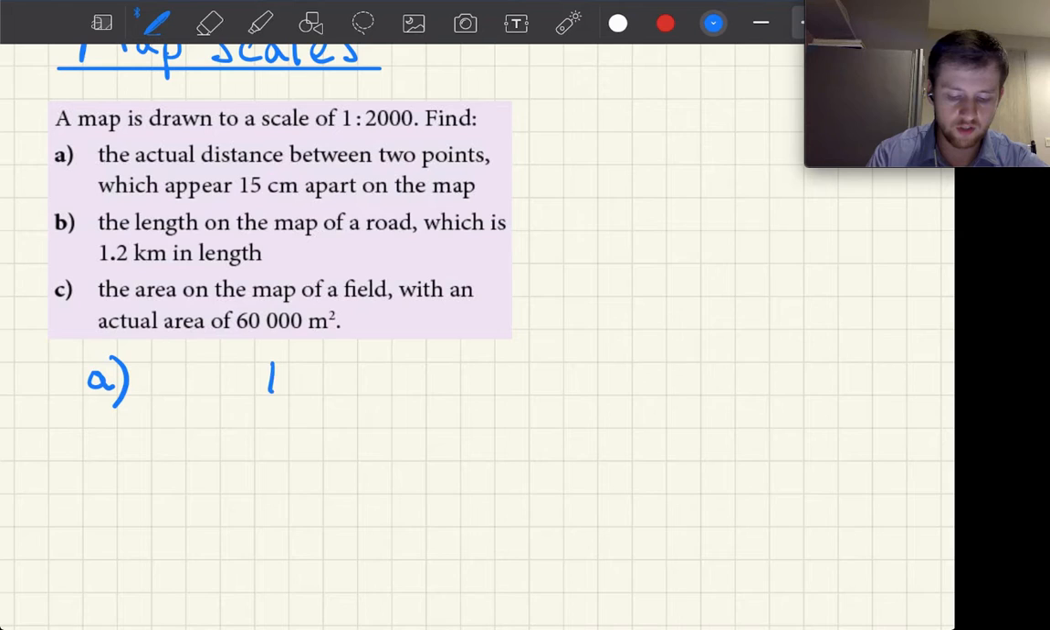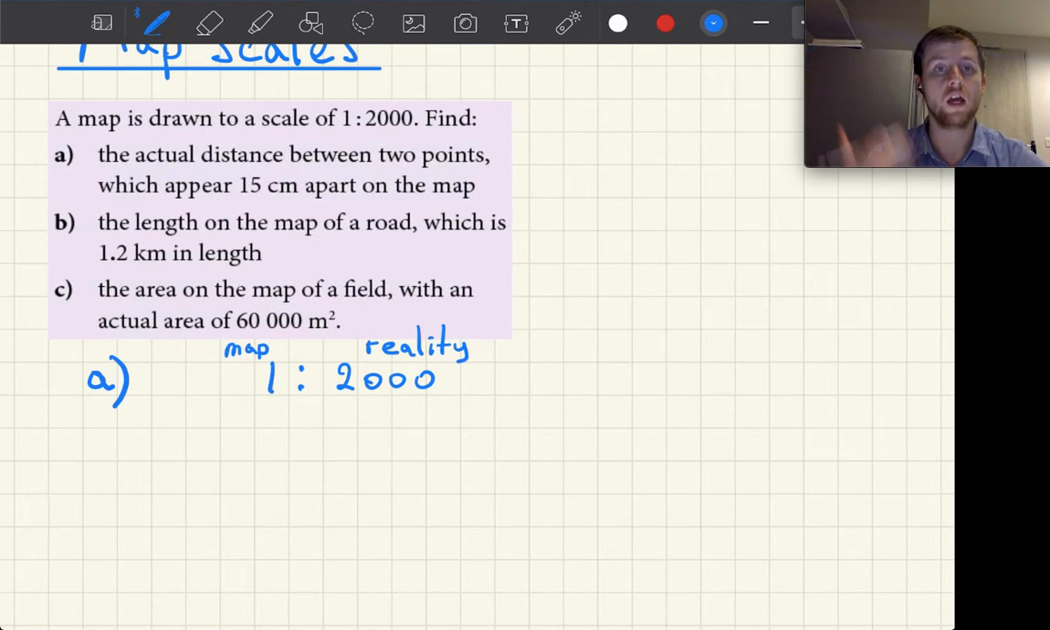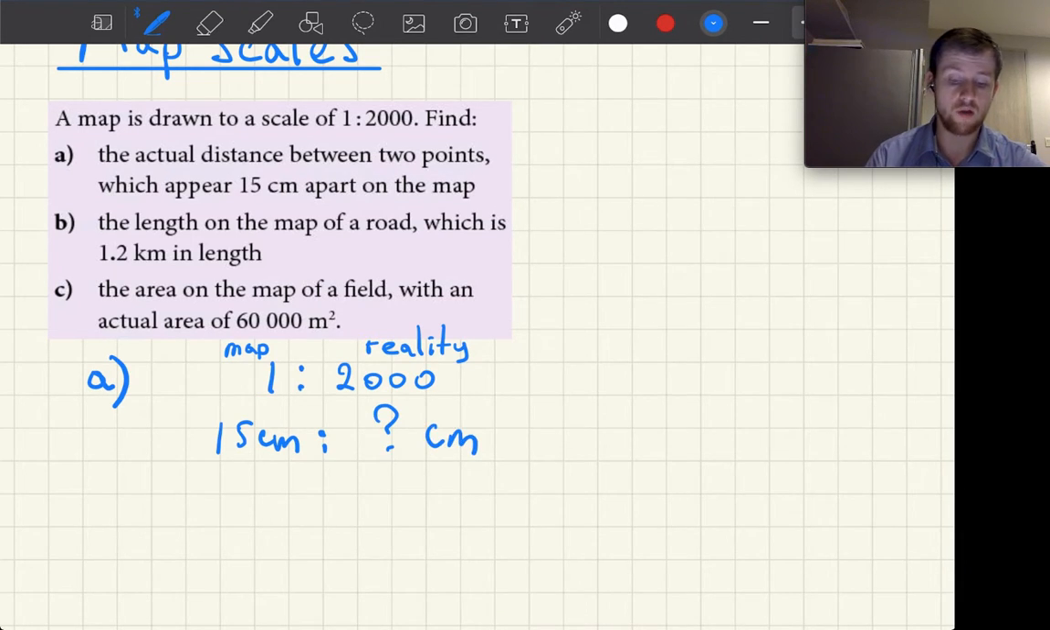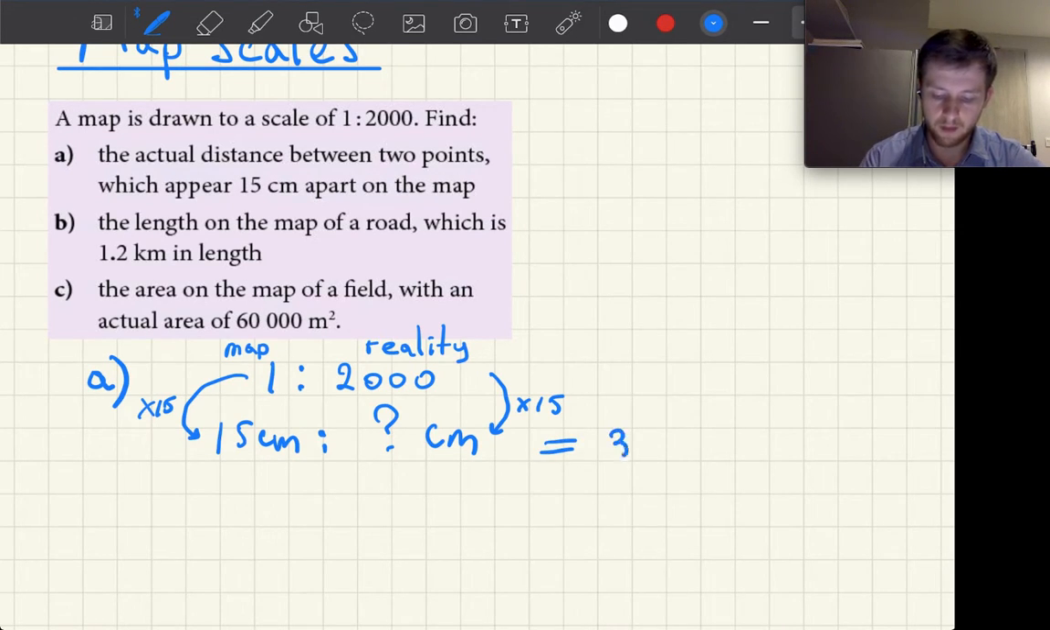So 1 to 2000, it's important to realize that 1 is about the map part, and this is in reality. So whatever is 1 part on the map becomes 2000 parts in reality. So 15 centimeters on the map is going to be how many centimeters in reality? Well, from 1 to 15, we can just times this by 15, and this also can be times by 15, which would be equal to 30,000 centimeters.